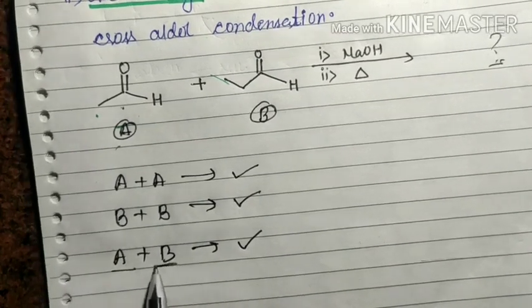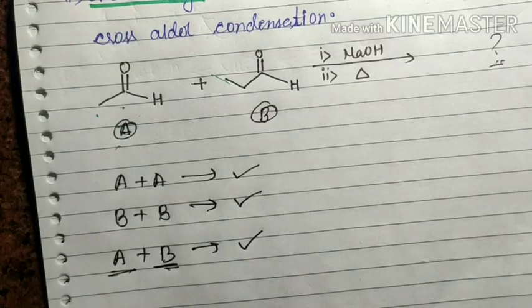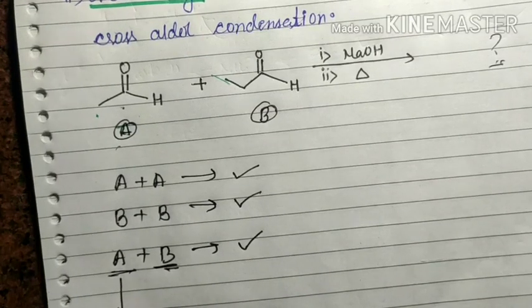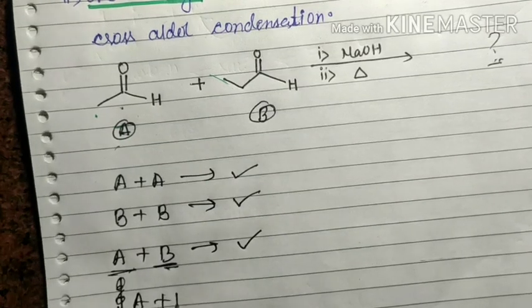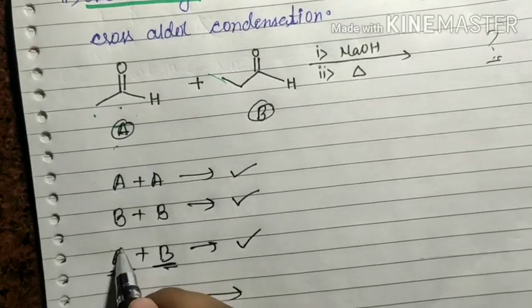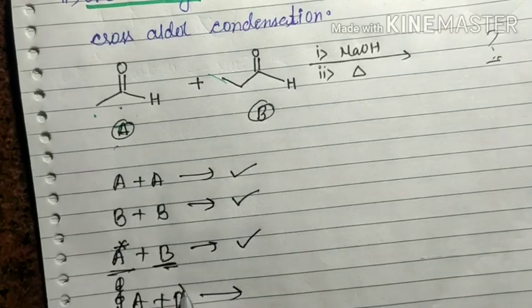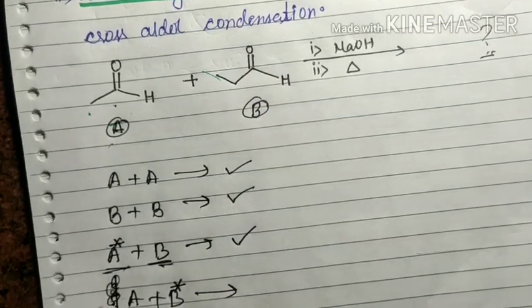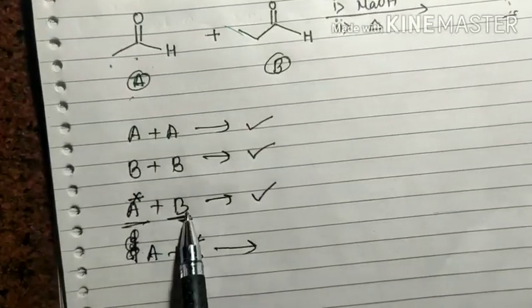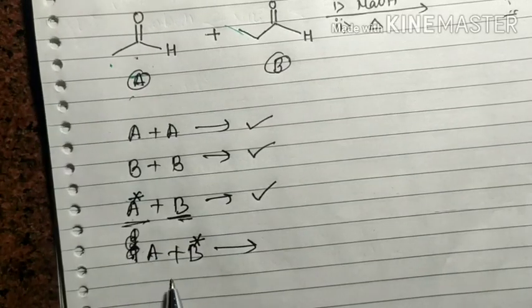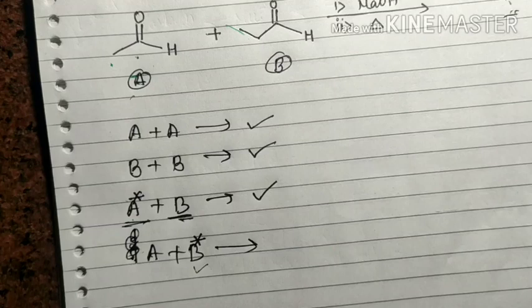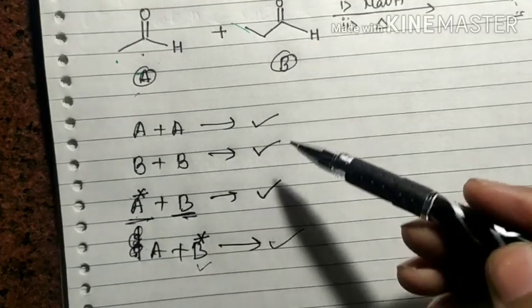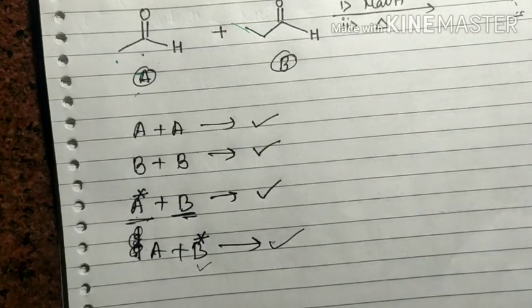In the reaction between A and B, there are 2 conditions. I write here A plus B 2 times. I want to make a star on A and I want to make a star on B. So what about the star? In this reaction A plus B, A behaves as the enolate, and in this reaction B behaves as the enolate. So when the enolate formation changes, the product formation also changes. So there are a total of 4 types of products formed.